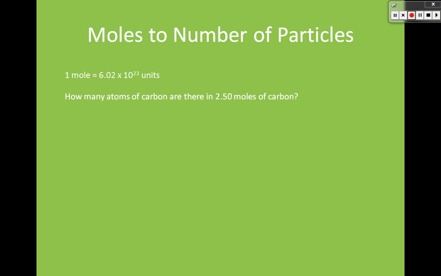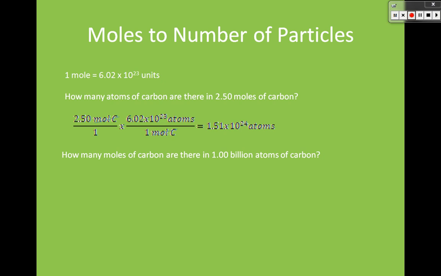So I highly recommend pausing the video, figuring this out, and then looking at the answer. Okay, so you should have gotten 2.50 moles of carbon over 1, that's what you were given, times 6.02 times 10 to the 23rd atoms over 1 mole of carbon. That's your conversion factor. Remember, it's got to be an equivalent amount. So 6.02 times 10 to the 23rd atoms equals 1 mole. And so your answer is 1.51 times 10 to the 24th atoms. And as you can see, the moles cancel.